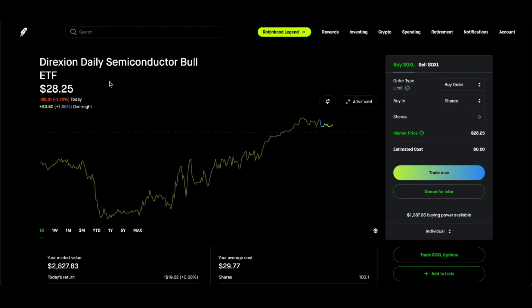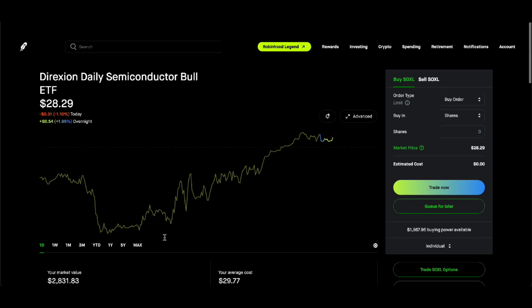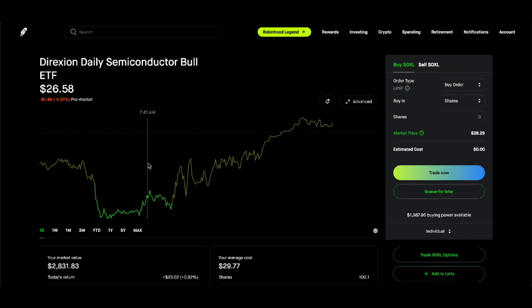A good example of a leveraged ETF that I've talked about earlier as well is SOXL, which is the Daily Semiconductor Bull ETF. How it works is if the stocks that this ETF holds go up $1, this ETF's value goes up $3, and vice versa. If those stocks lose $1 for the day, this ETF will lose $3 for the day. And these are the effects that you see on leveraged ETFs.